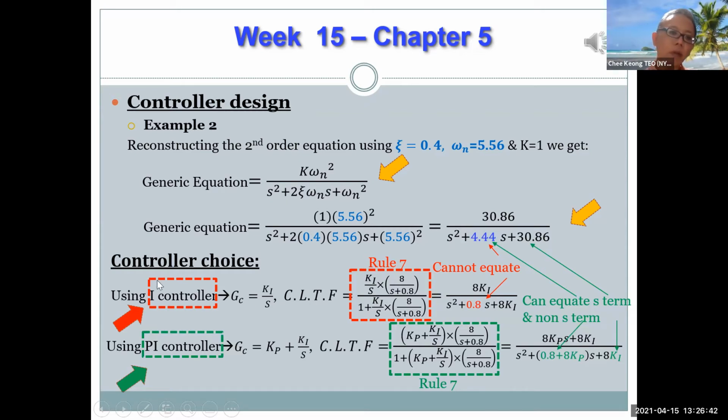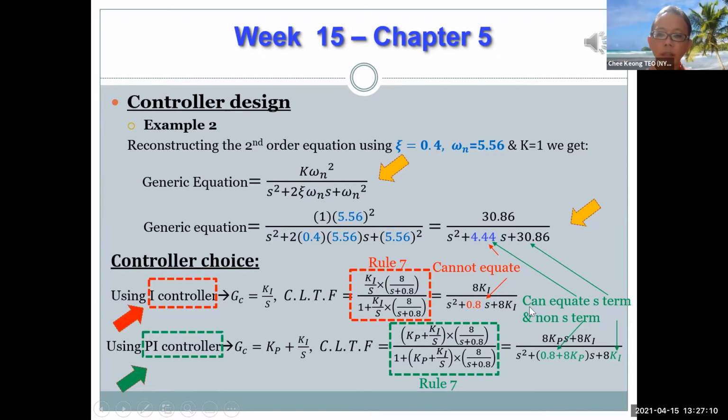So if you want a controller with I, of course the simplest is just an I controller. If it is just an I controller, then your Gc will be Ki over S, nothing else. And we know that the transfer function for the plant is 8 over S plus 0.8. So your G will be Ki over S times 8 over S plus 0.8. The closed loop is G over 1 plus GH, and H is unity feedback, so it's 1.